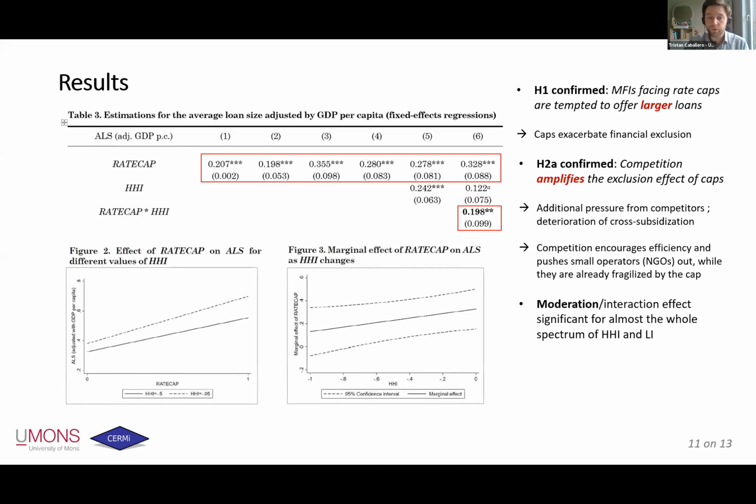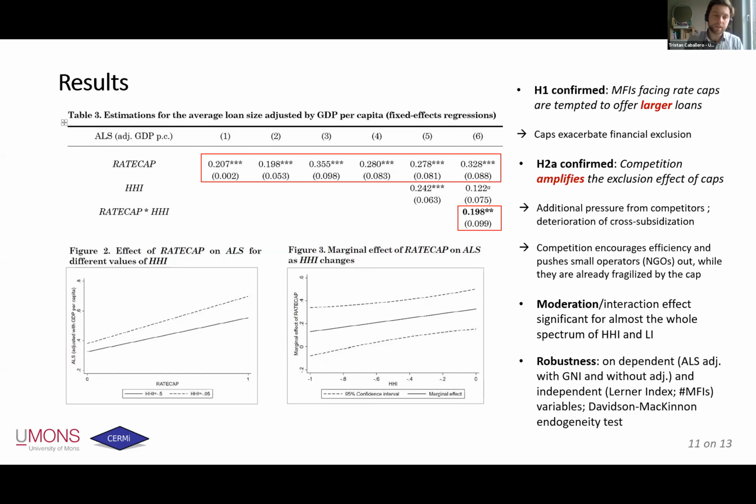You can see on figure 3 that this effect of interaction is confirmed for the whole spectrum of the competition variable, which means that this is not just a random average effect that we would point to with the regression, but is well observed for different market structures present in the data. Finally, as I said, I did some robustness checks, both on the independent variables, as I mentioned for the competition variables, but also on the dependent variable, by adjusting with the GNI instead of the GDP per capita, but also without any adjustment. The results are similar. We also did an endogeneity test to make sure there is no reverse causality in the data, which is the Davidson-MacKinnon test.